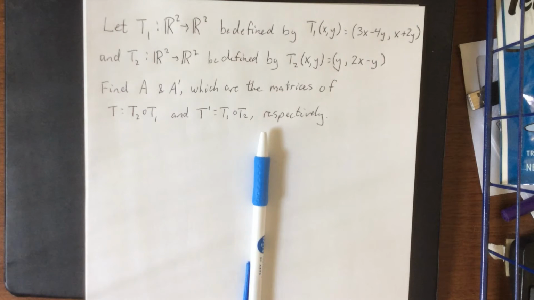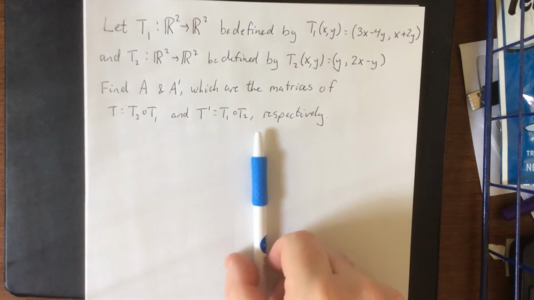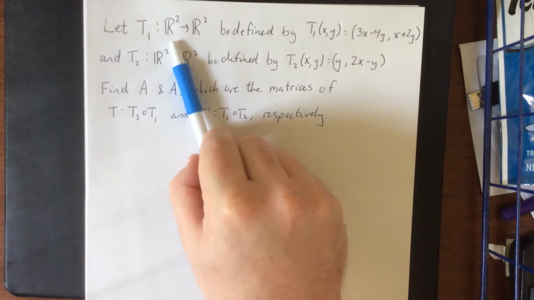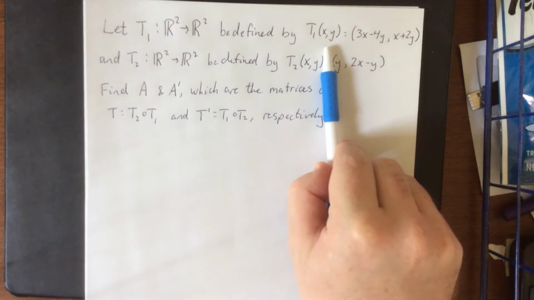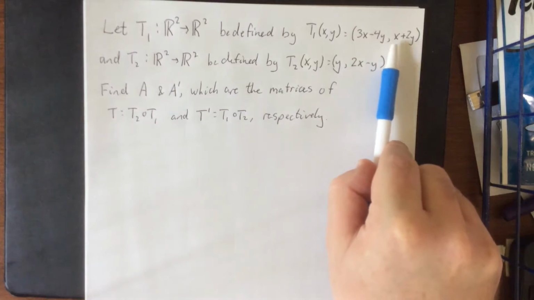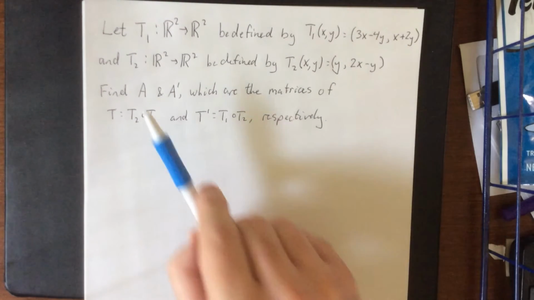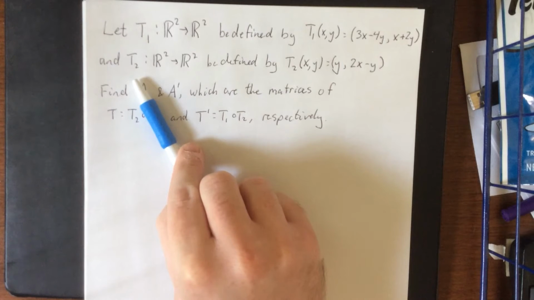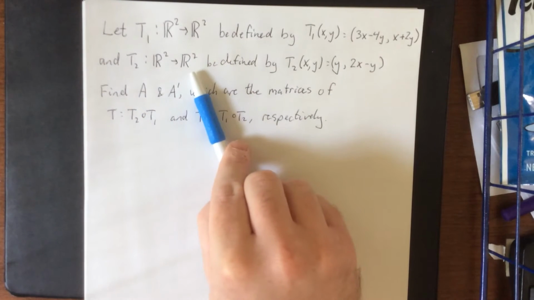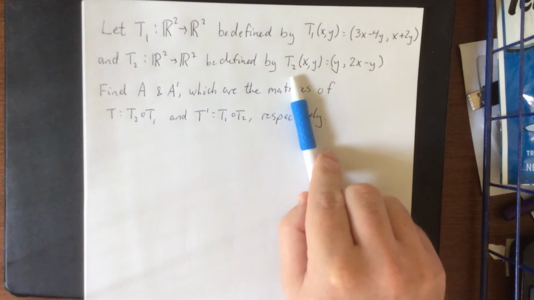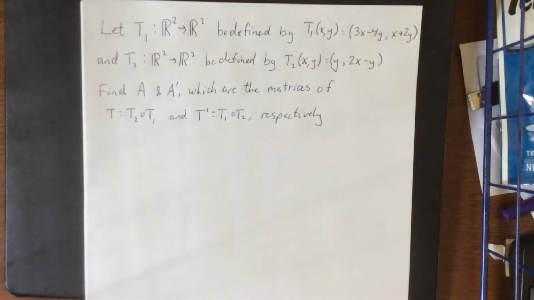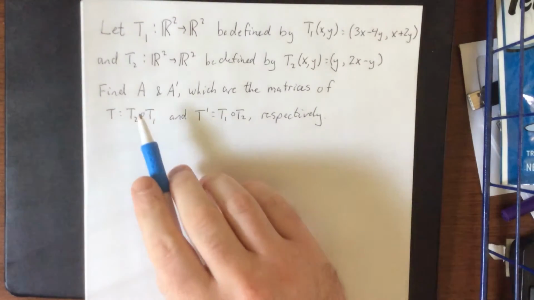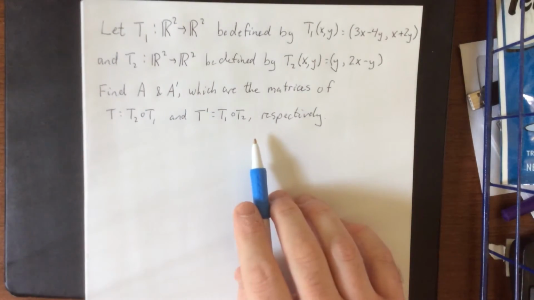In this example, we're going to be considering a pair of linear transformations. We're going to define the linear transformation T1, taking us from domain R2 into codomain R2. We're going to define that by T1 of (x, y) is going to be (3x minus 4y, x plus 2y) for the two components. We'll also define linear transformation T2, takes us from domain R2 into codomain R2. We're going to define that by T2 of (x, y) is equal to (y, 2x minus y) for the two components. We're going to find the matrices of the compositions of these transformations.